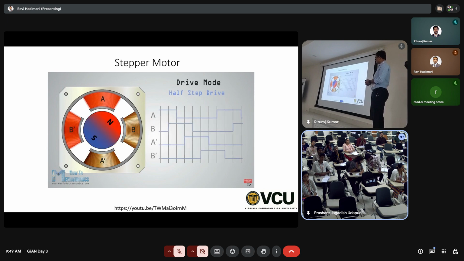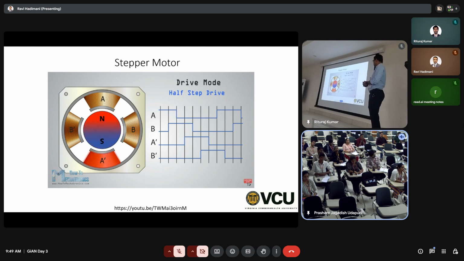For increasing the resolution of the stepper, we use the half-step drive mode. This mode is actually a combination of the previous 2 modes. Here we have one active coil followed by 2 active coils, and then again one active coil followed by 2 active coils, and so on. So with this mode, we get double the resolution with the same construction. Now the rotor will make a full cycle in 8 steps.